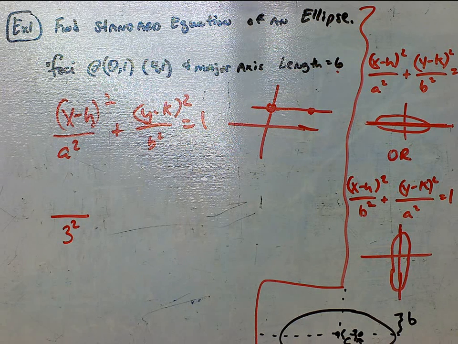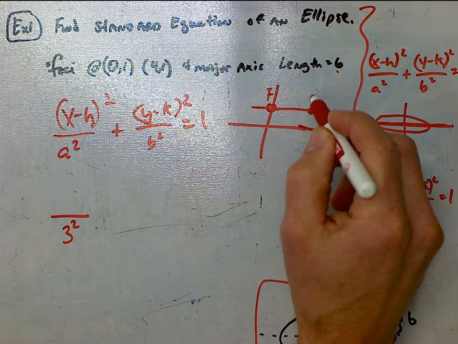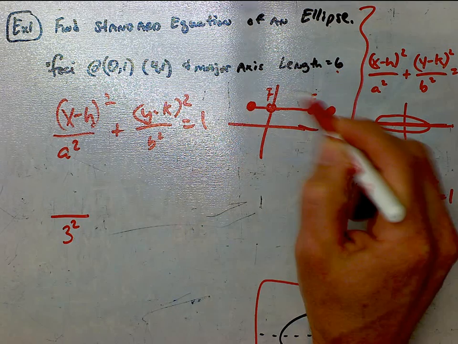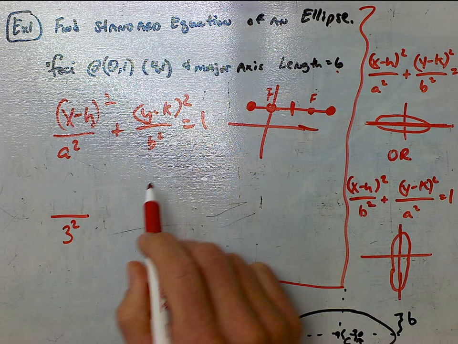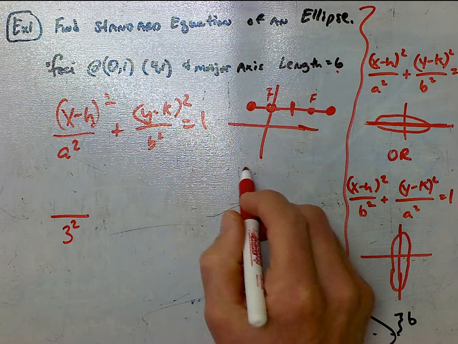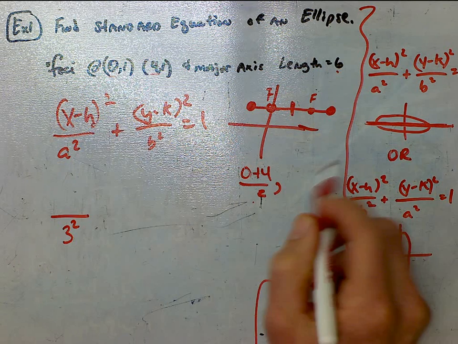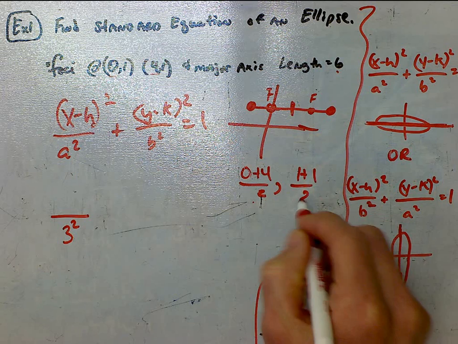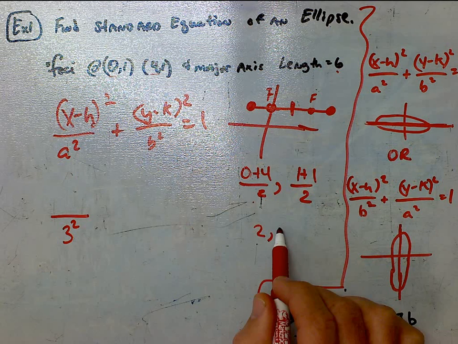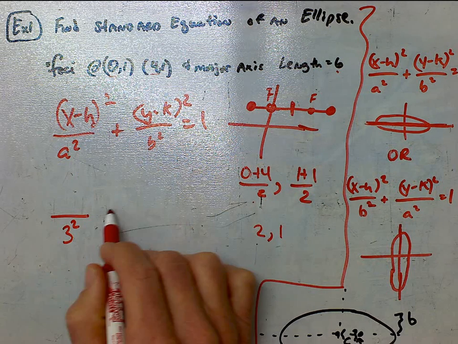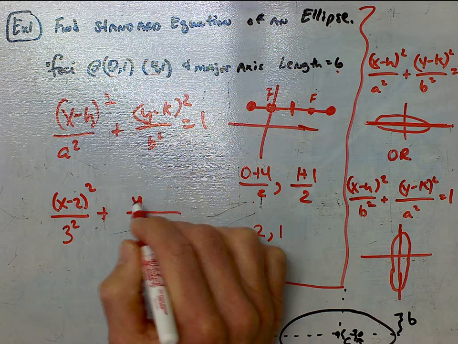To find h and k, since these are the foci, the center is going to be halfway between the two foci. So I go with the midpoint formula: 0 plus 4 divided by 2, so add the x's, divided by 2, add the y's, divide them by 2. 0 plus 4 is 4, divided by 2 is 2. 1 plus 1 is 2, divided by 2 is 1. So the center is going to be at (2, 1). And so that's going to be (x minus 2) quantity squared, (y minus 1) quantity squared.